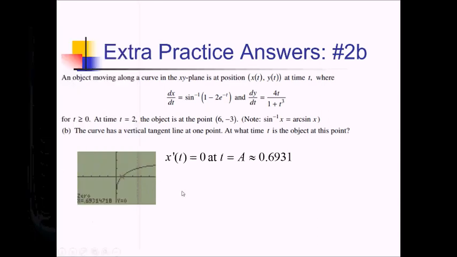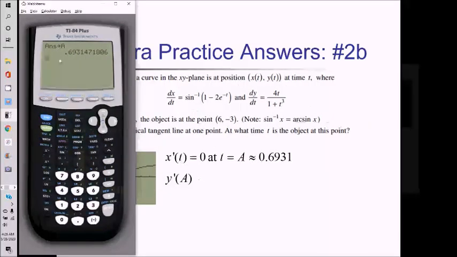So this is a spot where there's no left-right movement at this time. But we also have to establish that the y prime of A is not 0. So let me plug A into y prime. To do that, I'm going to go on to the graphing calculator again. Now remember I stored y prime of t in y2. So let me do alpha trace y2, and then I can just plug in A. So plug in alpha A. Close the parentheses if you want.